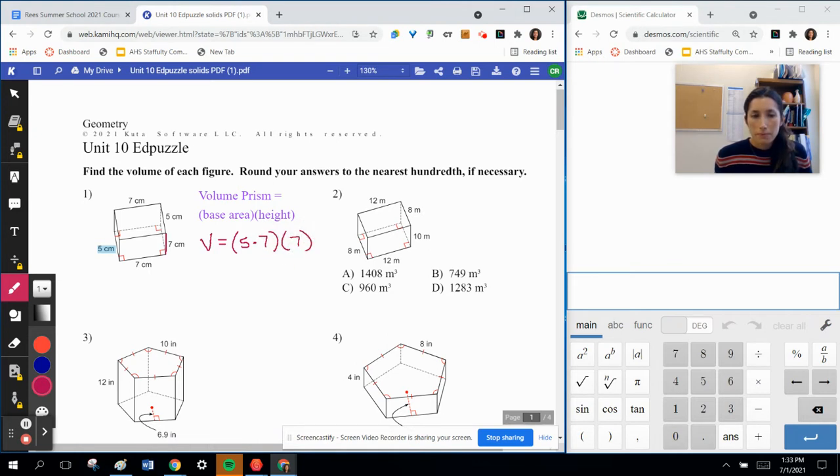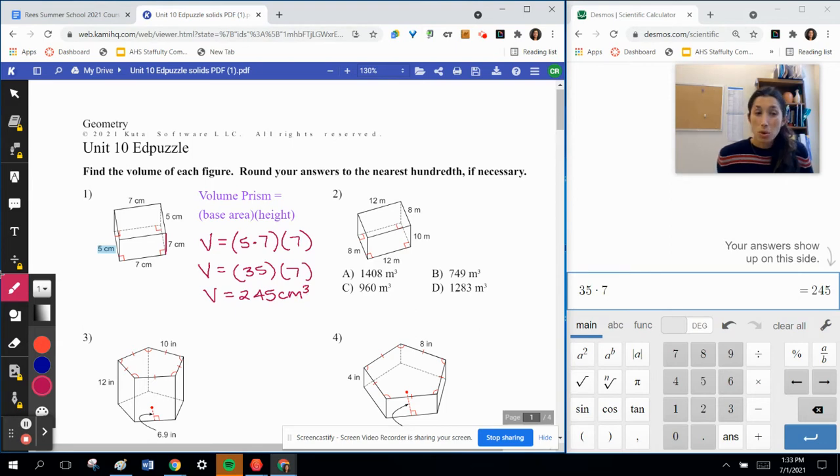Okay. So for volume, that would be here 5 times 7, which is 35. And then we would multiply it by 7, and we'll get our total volume for this figure. So 35 times 7, this would be 245. And for units, we would say 245 centimeters cubed.